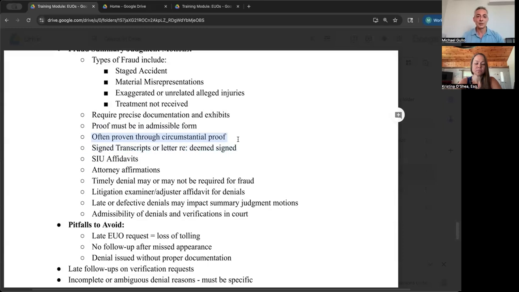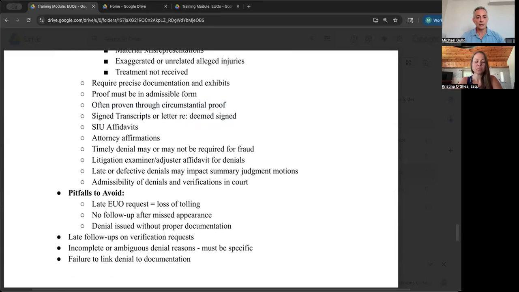We say often proven through circumstantial proof, because a lot of times there's not that aha moment where somebody said, "Oh yes, I committed fraud." So it'll be circumstantially putting all of the pieces of the puzzle together and saying, circumstantially, if we look at this whole thing, it's fraudulent.